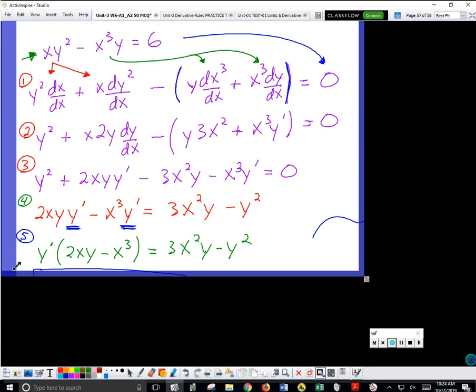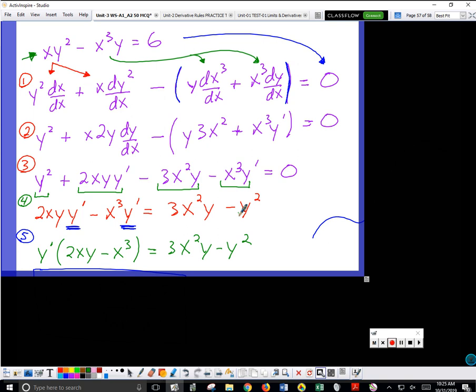So when I looked at 3, what I noticed is I have 1, 2, 3, 4 terms. 2 of them contain y prime, so I leave those alone. The other 2 I move to the other side of the equation. 2 points. Can you repeat that?